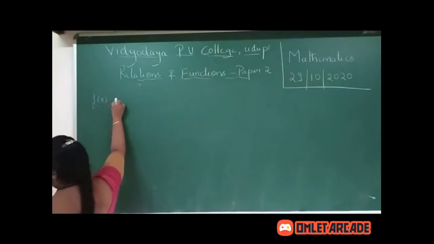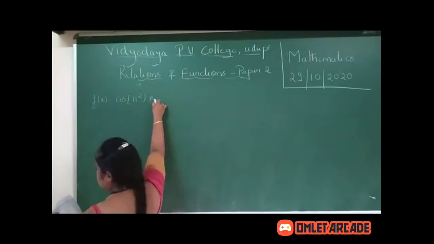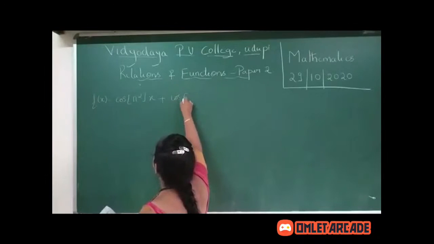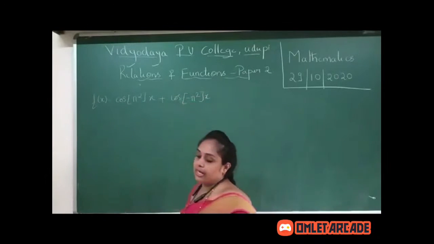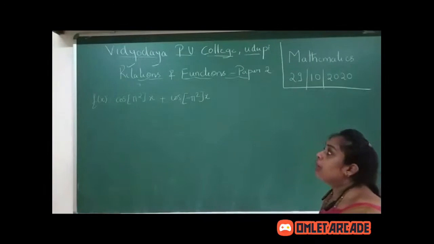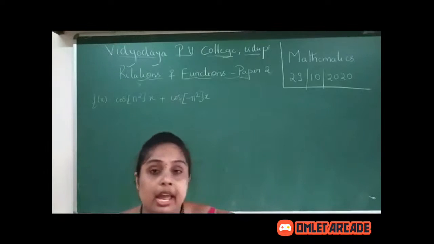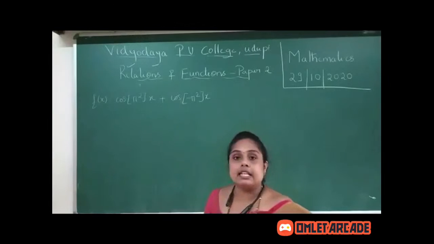f of x is equal to cos pi square x plus cos of greatest integer pi square x, where the bracket stands for greatest integer. I have to check which option is correct. Before I go to the options, I want f of pi by 2, f of pi, f of minus pi, all those things. So f of x is given.